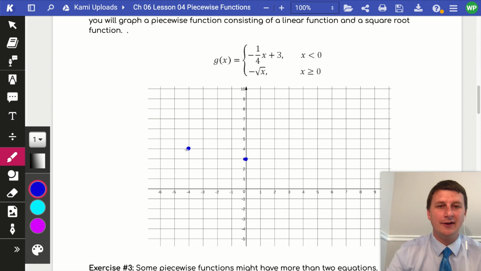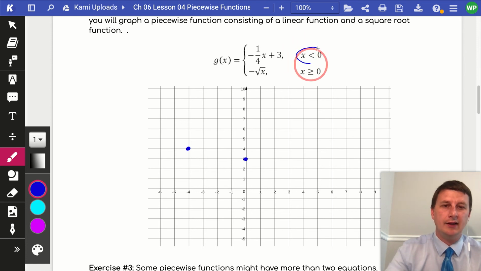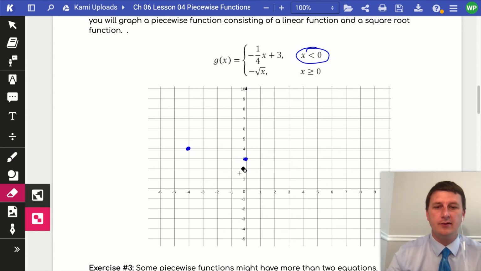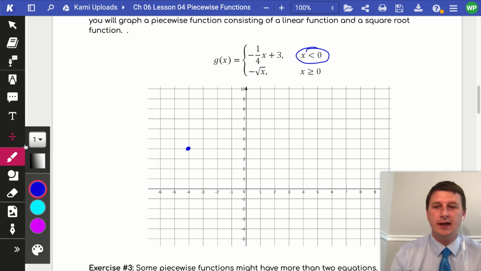But be careful, because what we just did was I looked at this, and I need to make sure that I'm graphing where x is less than 0. By putting a closed point here, that's not where x is less than 0. So I'm going to go ahead and erase that and replace it with an open circle. I'm going to put an open circle there to show that any point less than that.